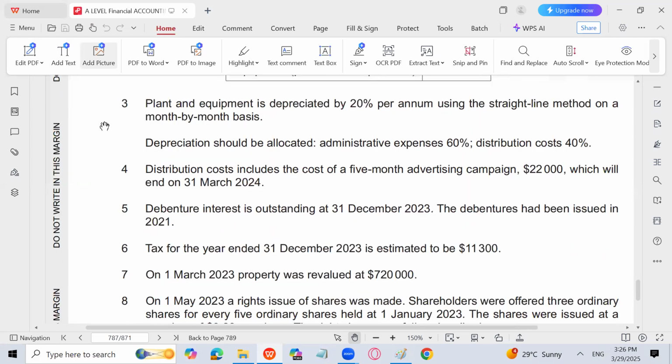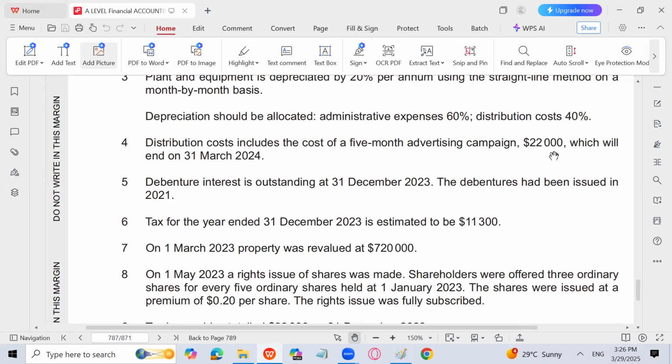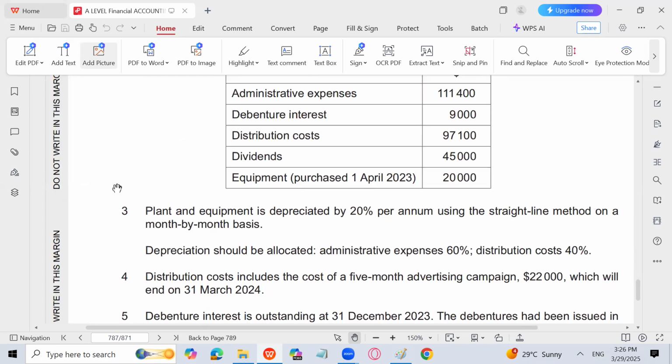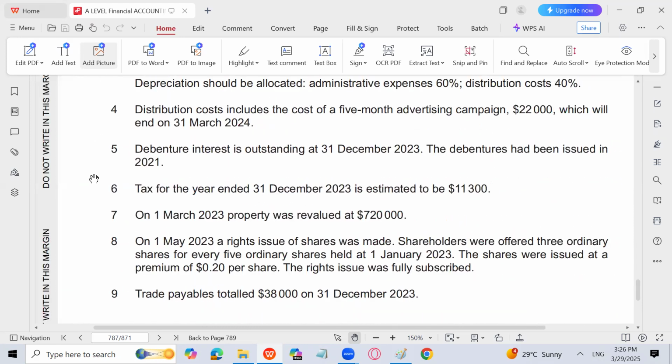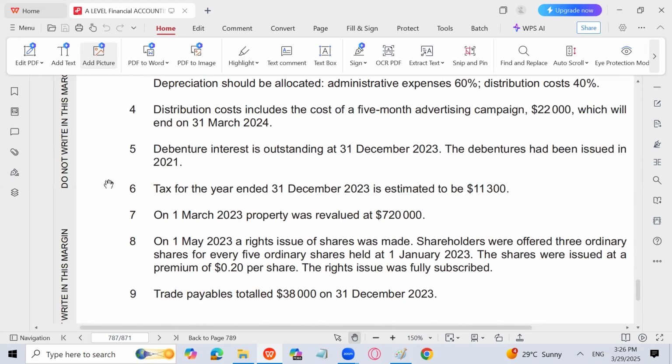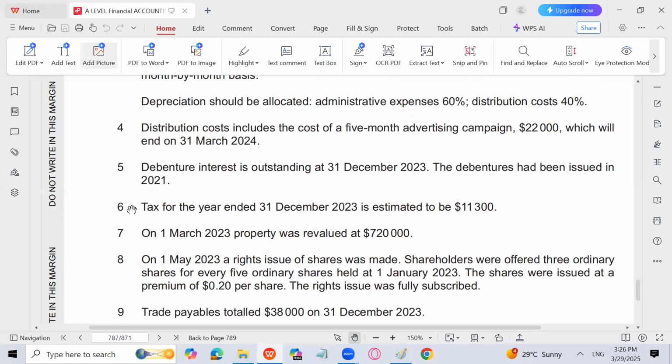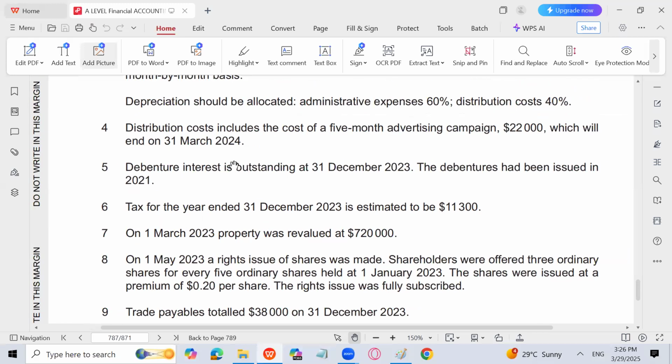Distribution costs include the cost of a 5-month advertising campaign of 22,000, which will end on 31st March. Our financial year ends on 31st December. So out of 5 months, the distribution cost is prepaid for 3 months: January, February, and March. So 22,000 into 3/5 will be subtracted from distribution cost.